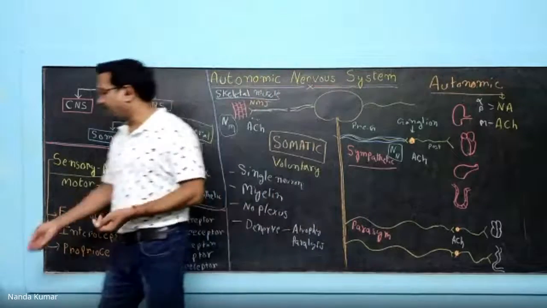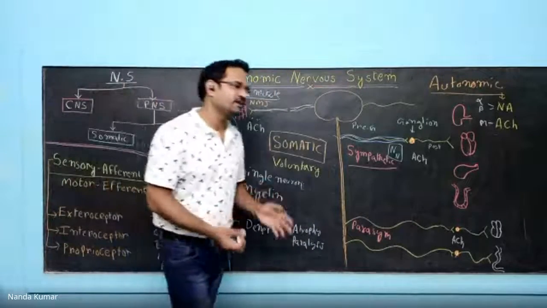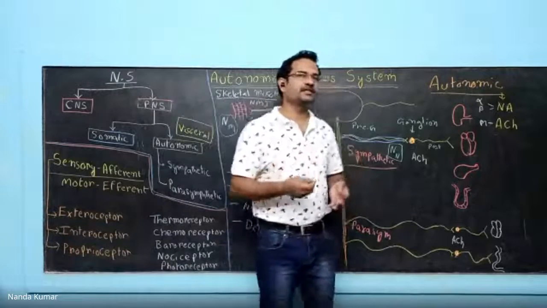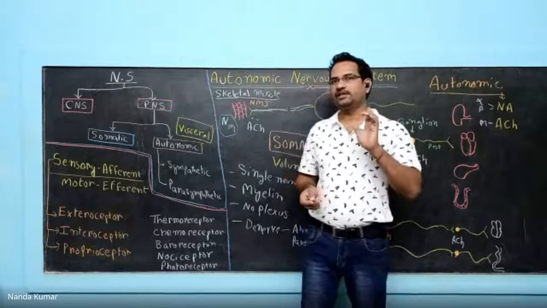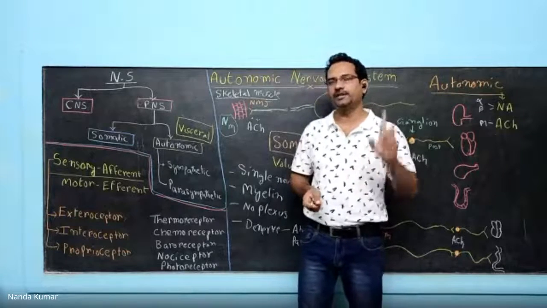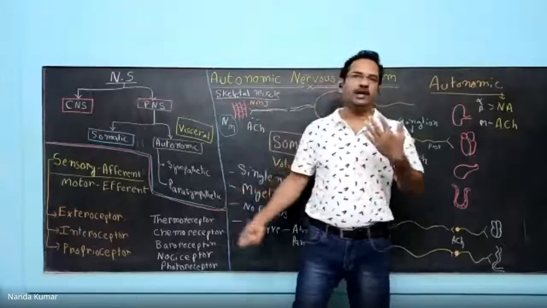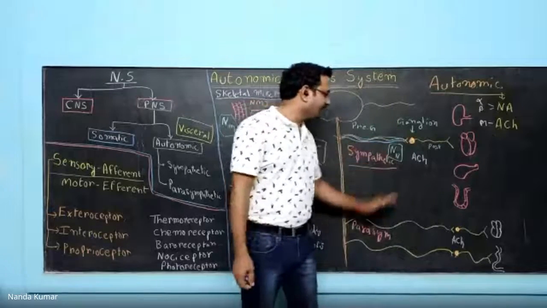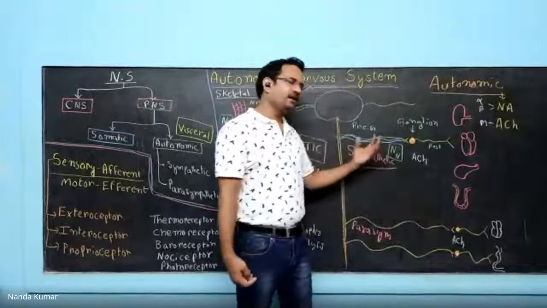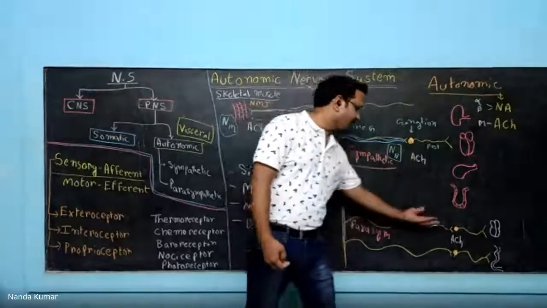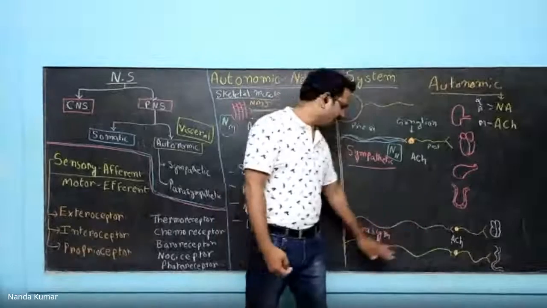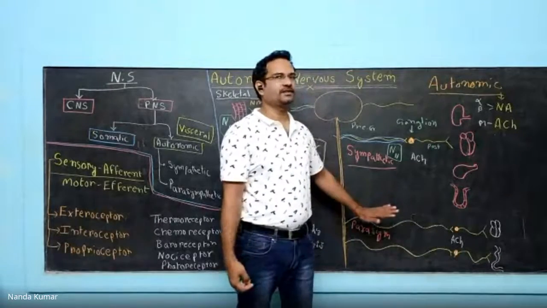I keep repeating the words anatomical difference because some textbooks say the classification is based on neurotransmitter. That is not absolute. The classification is not based on neurotransmitter. It is based on anatomy. What is that anatomy? The length of the preganglionic neuron. If the preganglionic neuron is shorter, it is considered the sympathetic nervous system. If the preganglionic neuron is longer, it is considered the parasympathetic nervous system.